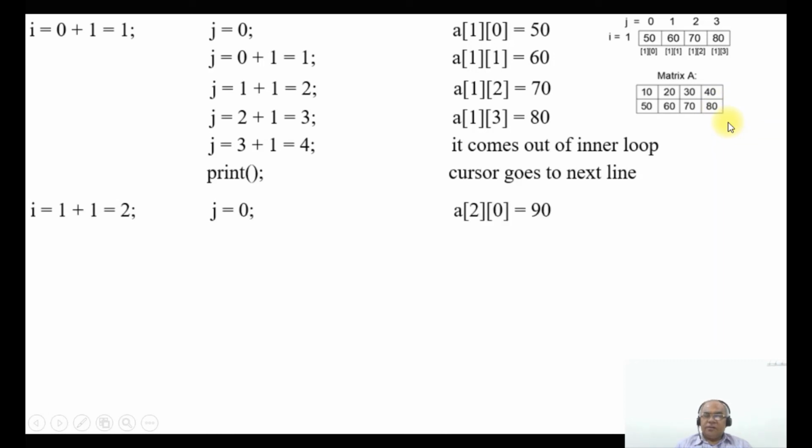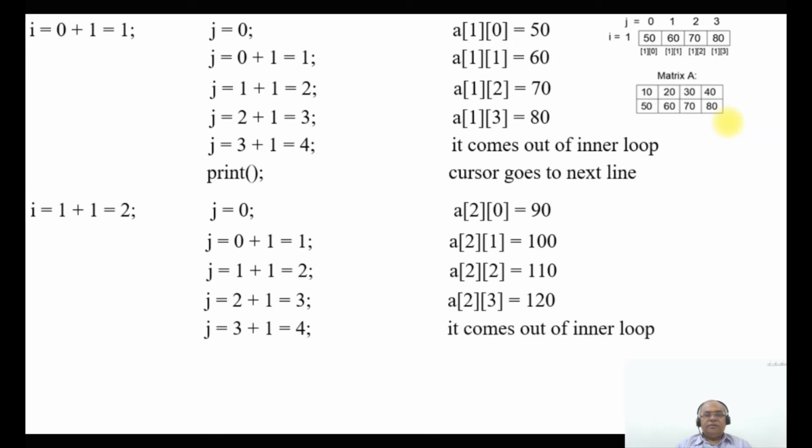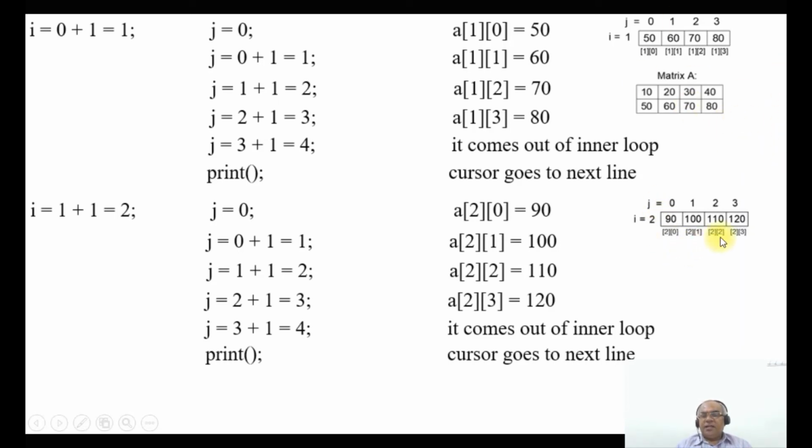Then I is incremented, 1 plus 1, it becomes 2. Then J will be 0, A20 is 90. So J is 1, A21 is 100, A22 is 110, A23 is 120. It comes out of the inner loop, and again print takes it to the next line. So this is how the third list is entered, and then I is equal to 2. So this will be the values in which it enters the matrix.